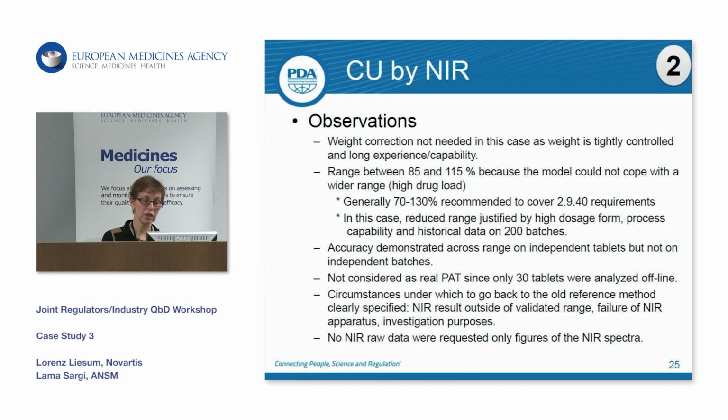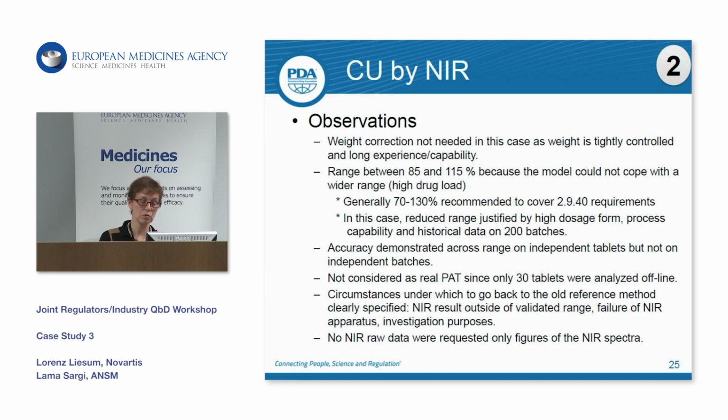Going now to the third bullet, the NIR guidance requests that the external validation is performed on an independent set. In this case study, accuracy across range was demonstrated on tablets coming from the same batches used for calibration. So accuracy across range was demonstrated not on independent batches, but on independent tablets. And we considered this acceptable.